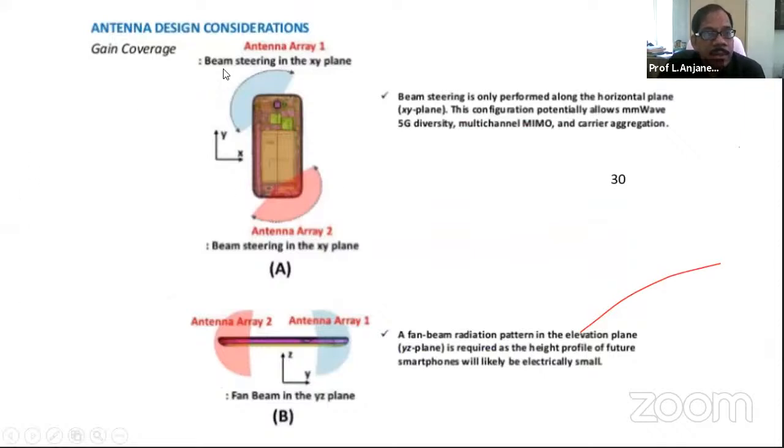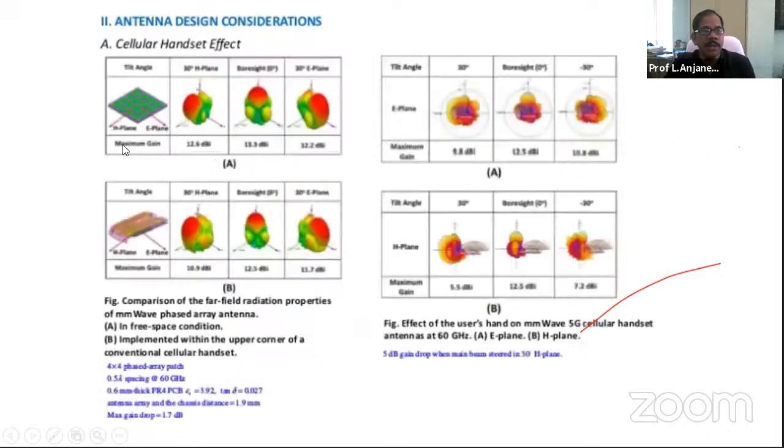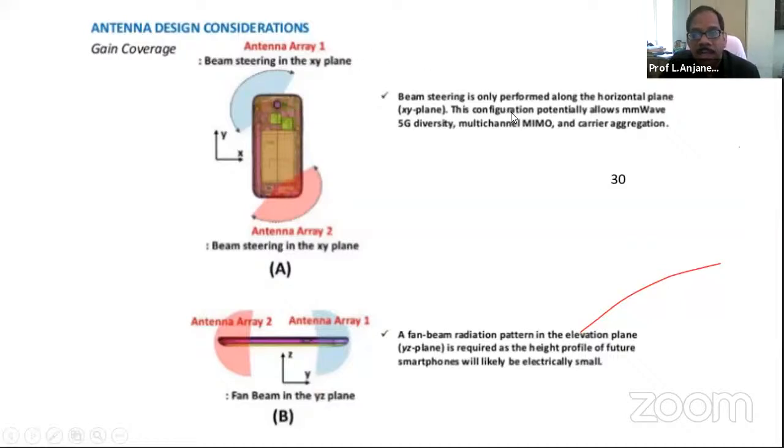As you see here, the antenna main beam steering in the XY plane. Beam steering is one of the techniques employed in the 5G millimeter wave antenna, where the beam is steered towards finding the nearest tower or the nearest transceiver or base station to catch the signal. So the beam can be steered from the design that I have shown here. Beam steering is only performed along the horizontal plane. So this comes under a multi-channel MIMO antenna design. That is what I am showing here.